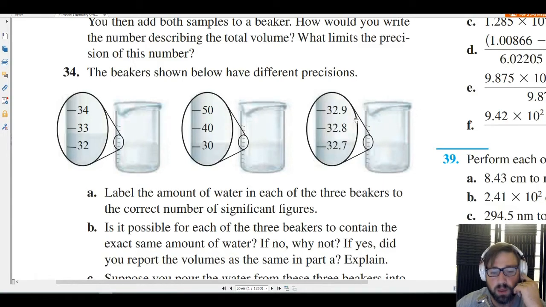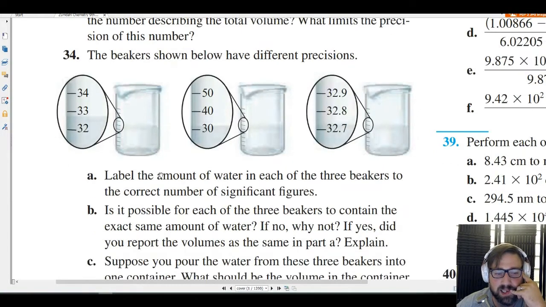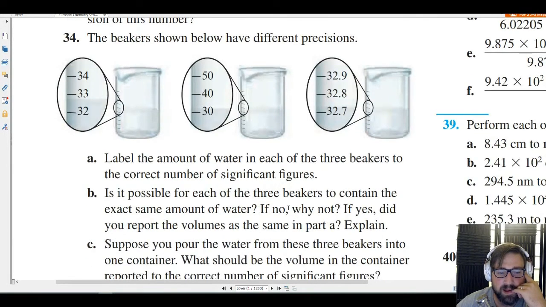So if we label the amount of water in each with the correct number of sig figs, here we can do 2, here we can do 3, and here we can do 4. Yes, it is very possible that these beakers contain the exact same amount of water. This shows why your instruments matter so much.